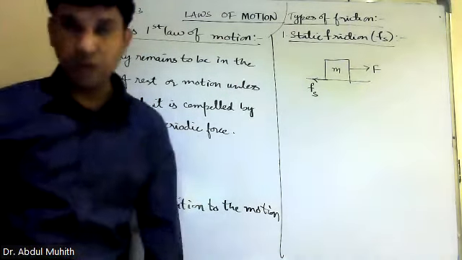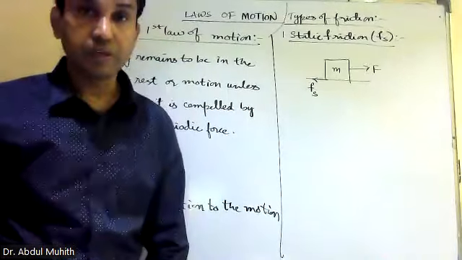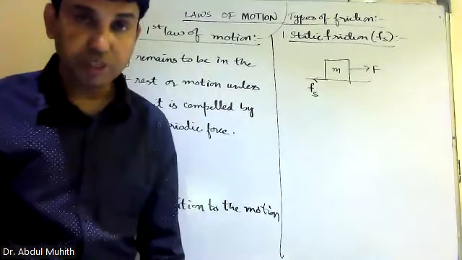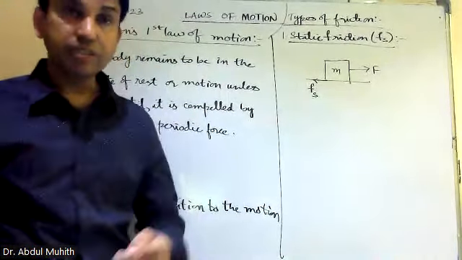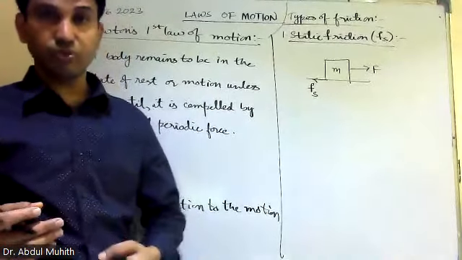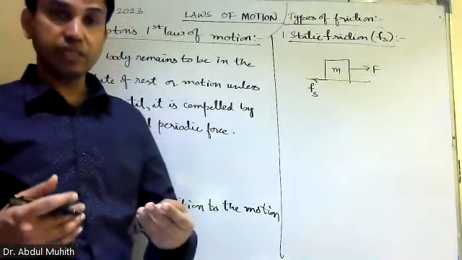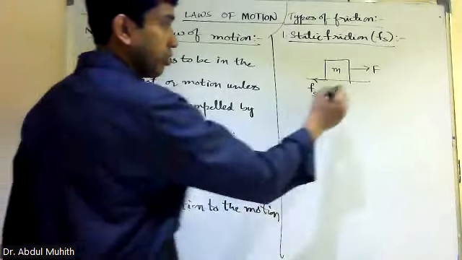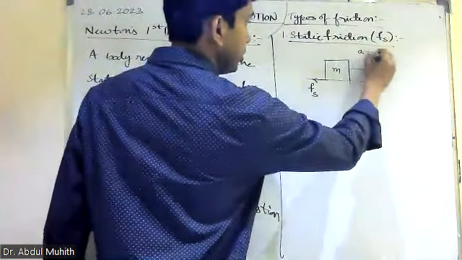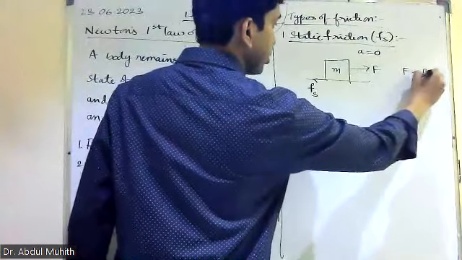Now, suppose this is the table. I'm trying to push the table, but it's not moving. That means my applied force is less than the frictional force. So that is why it's not moving. So here, the acceleration of the body is 0. The applied force is less than the frictional force.